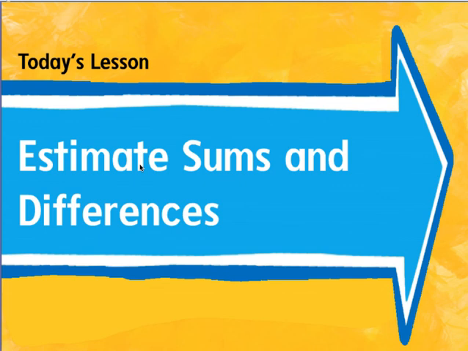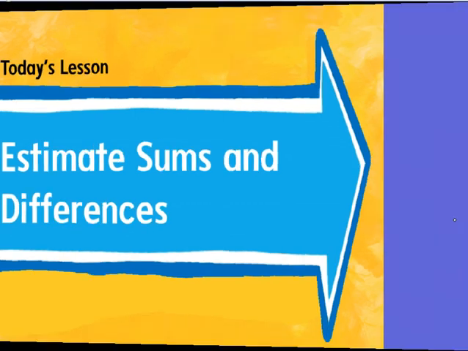Here we go. So today we're going to estimate sums and differences of mixed numbers. Okay? So first of all, before we get started, can you tell me the definition of estimate? It is not guess. Rounding. Well, you're close. You got half of it. Round and solve. We're estimating, so we're going to round and then we are going to solve. Okay? We are going to be adding and subtracting fractions.